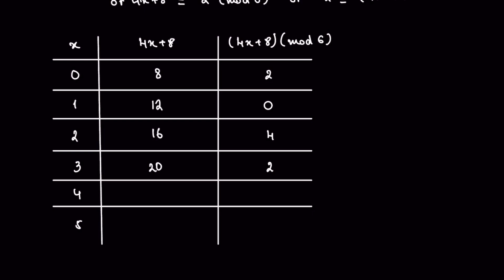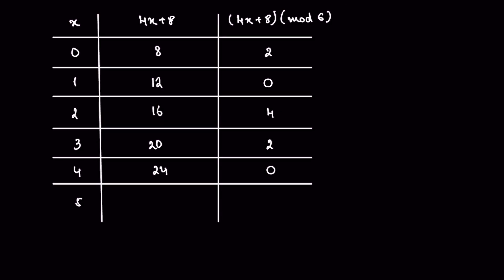And then when x equals 4, 4 times 4 is 16, plus 8 is 24. 24 mod 6 is 0. And then when x equals 5, you have 5 times 4 is 20, plus 8 is 28. 28 mod 6 is going to be 4. Therefore, there are 2 solutions in this example.